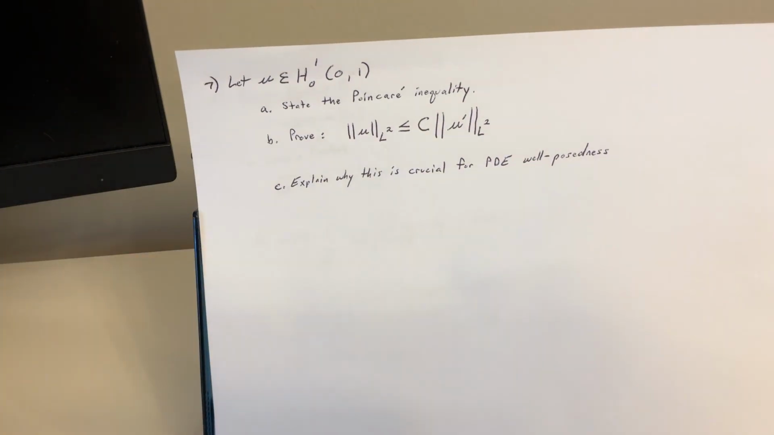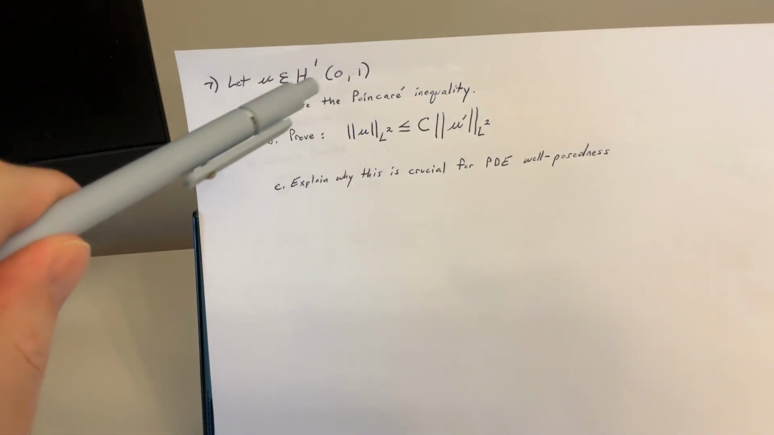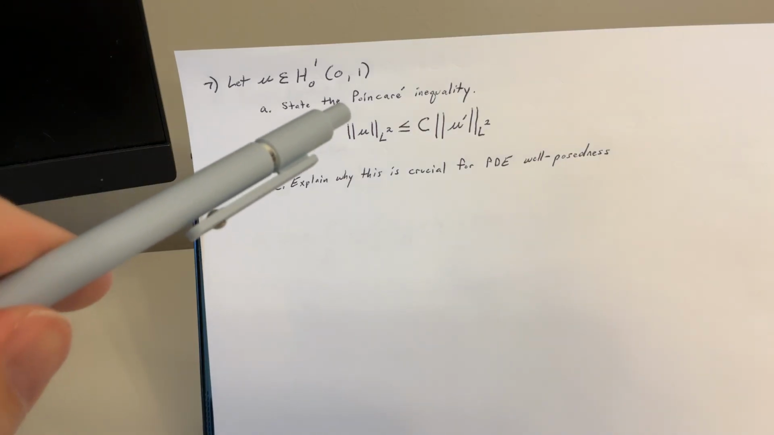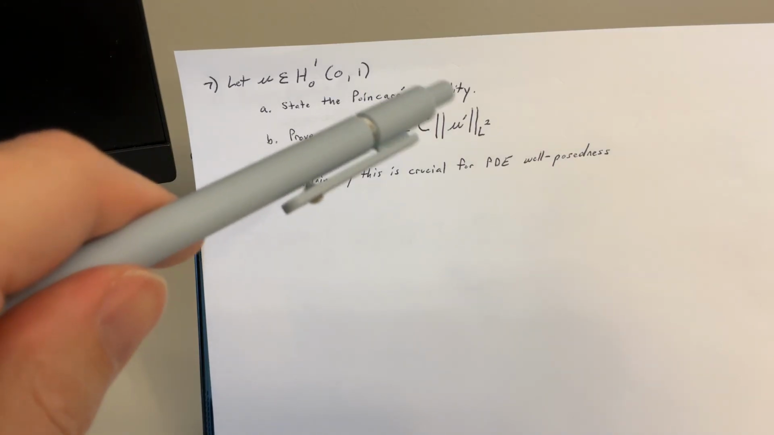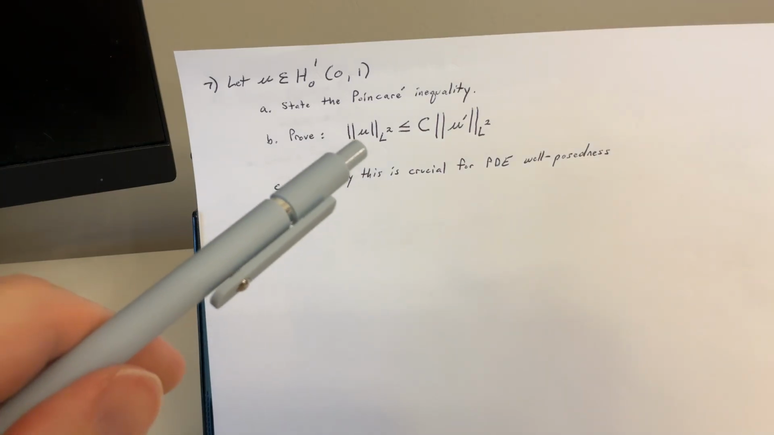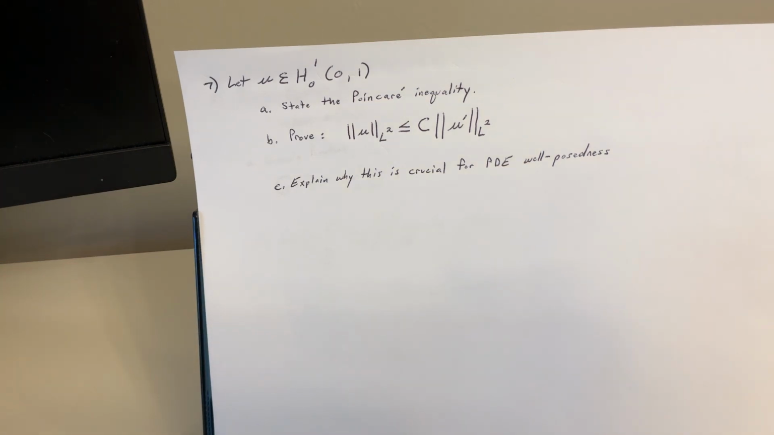Okay, for 7 we have u in H, not H prime, H_0^1. Think about what that H means. We want to state the Poincare inequality, and we want to prove this. We want to explain why this is crucial for partial differential equations while posing this.